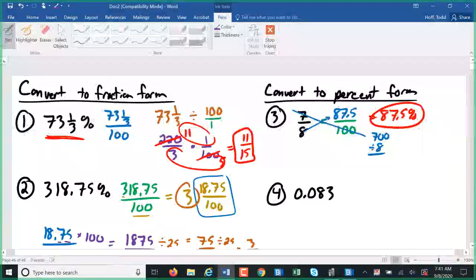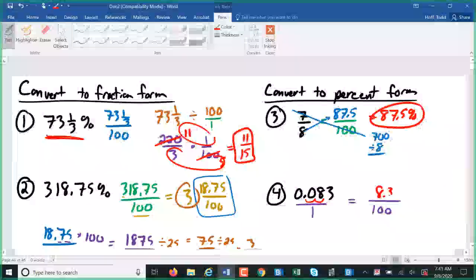Number 4, 0.083, well, that's in decimal or rate form. That means it's out of 1. To be out of 100, or to be a percent, it has to be out of 100, which means we're going to have to multiply by 100 or move that decimal point over 2 spots. That becomes 8.3 out of 100, or 8.3%.